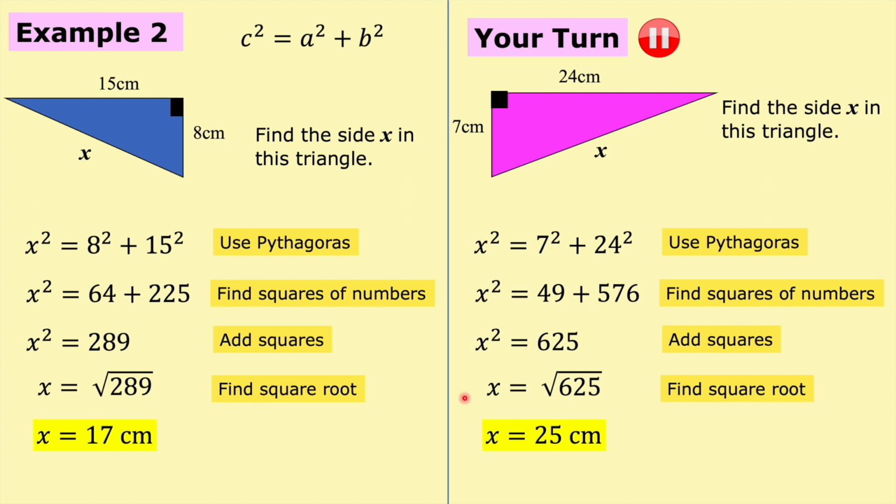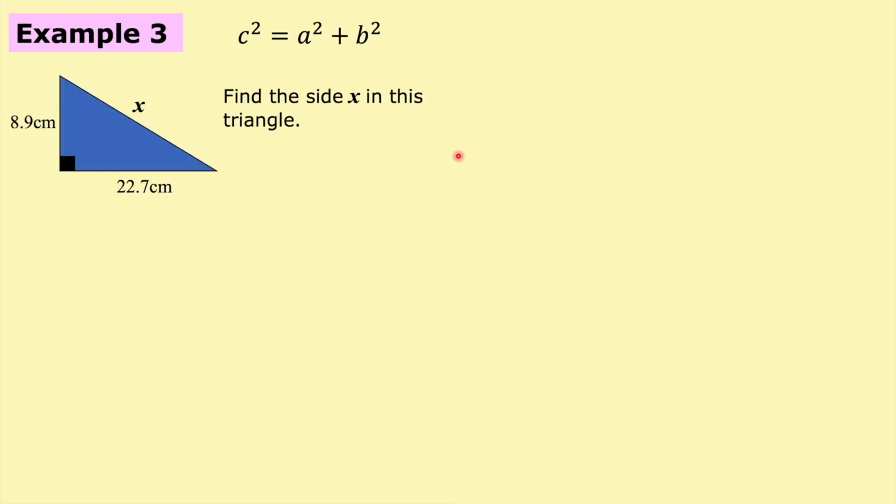Okay, so moving on to our third and final example. In these examples, we have just been working with whole numbers, but we can absolutely use Pythagoras' theorem if we have decimals. So you will definitely need to be using your calculator for these questions. So we're still trying to find the length of the longest side, so find the side x of this triangle.